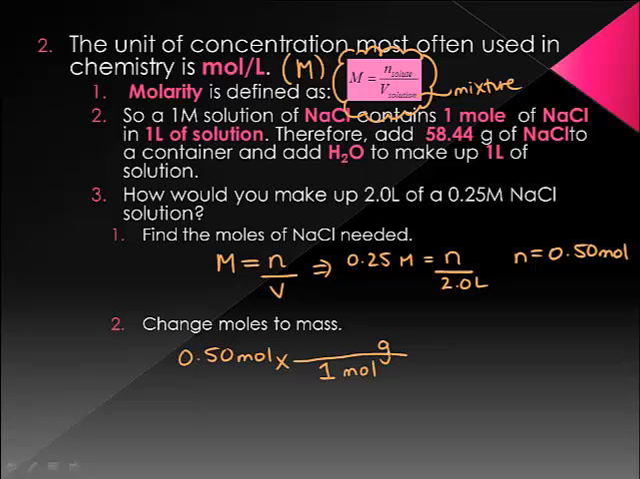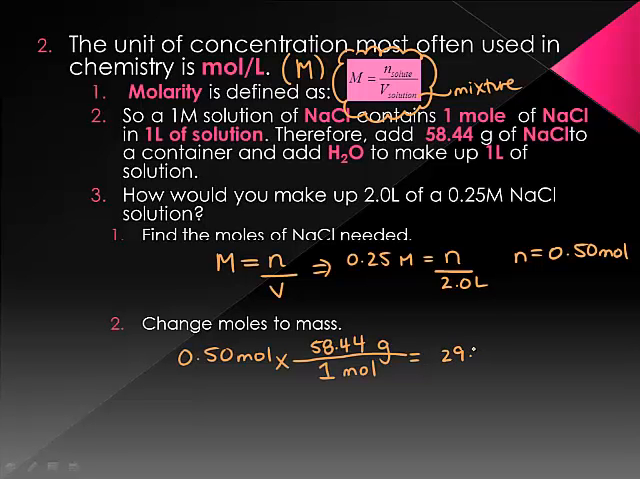We already said that the molar mass of sodium chloride is 58.44 grams for 1 mole. So half of that works out to 29.22 grams. That's how much mass of sodium chloride I need to use in preparing the solution.